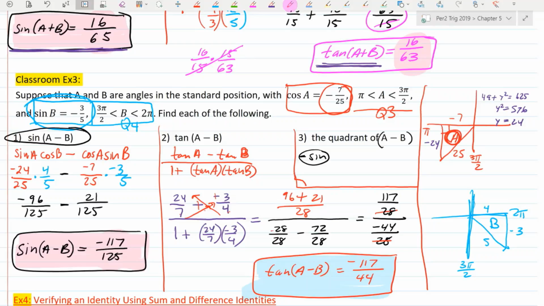However, here's how we could do it. Sine is negative, or sine of a minus b is negative. Tangent of a minus b is also negative. And the quadrant where sine and tangent are both negative is in quadrant 4. And that kind of makes sense again, right? 200 minus 300. So angle A, angle B would be about -100, which would be right there. All right.